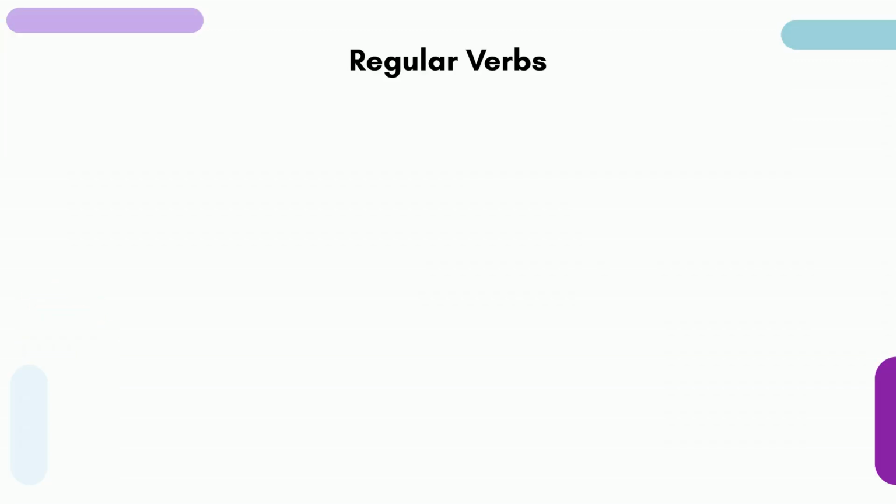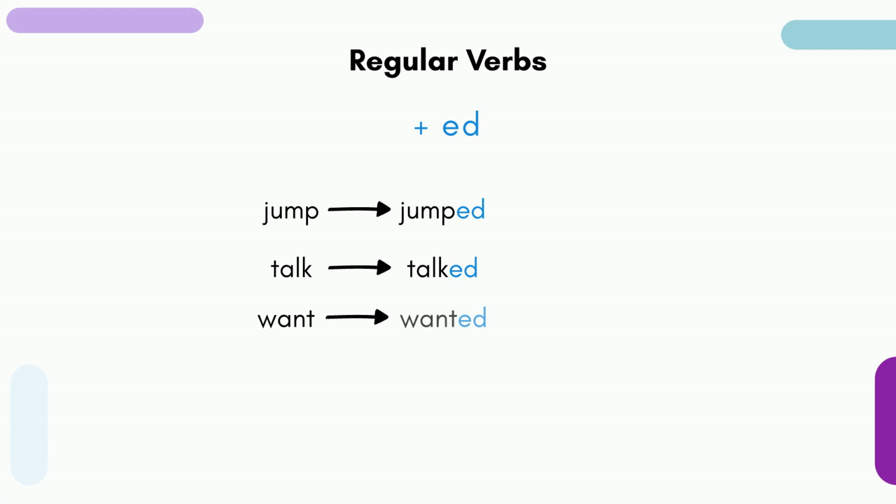When we want to change regular verbs into the past simple, we just add ed to the end of the verb, like this: jump, jumped; talk, talked; want, wanted; look, looked. Here's how to make sentences with these verbs.